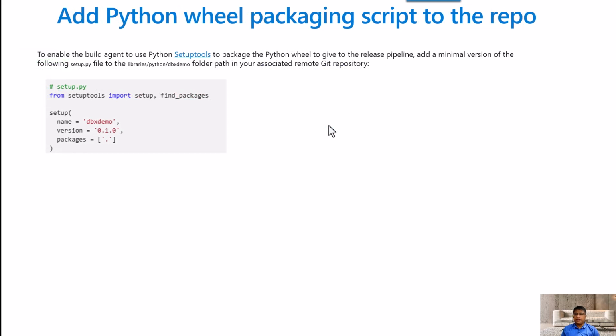Finally, we are going to use the setup tools. If you remember, we have installed the setup tools library. This library enables the build agent, and in that build agent you are going to use the setup tool library, which gives this value to the release pipeline. This is how it works. So for the setup.py file, we are going to copy it into this location, library/python/dbx demo folder, and I am going to show you where it is going to be copied. Why is it required? Because this setup tool library will create a wheel which will be directly used by the release pipeline. Without the release pipeline using this, it cannot deploy it into QA or prod or any other environment.